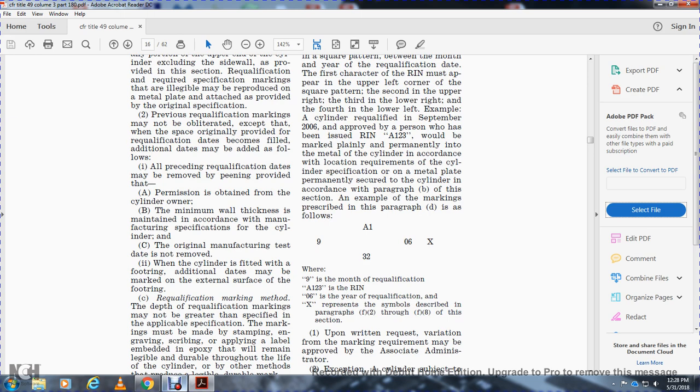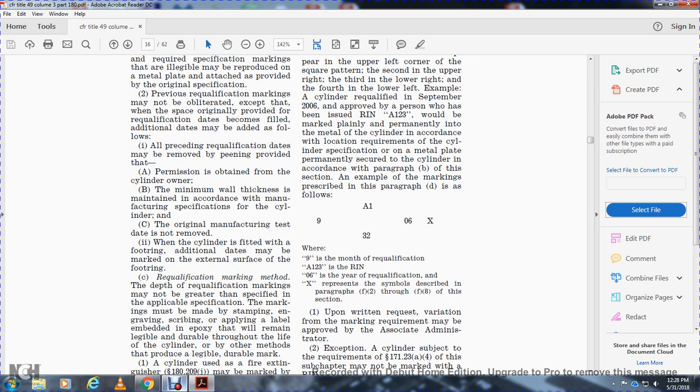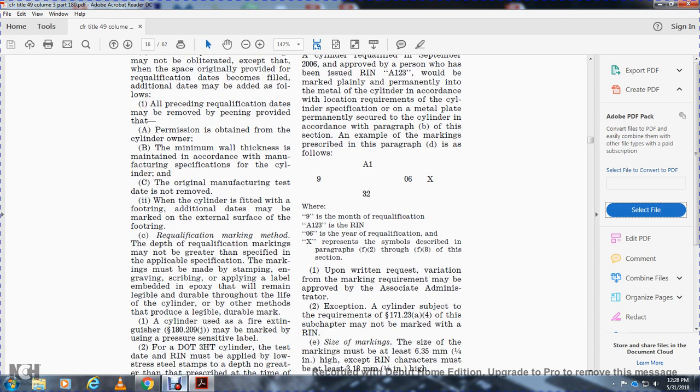9 is the month of the requalification. A123 is the RIN. 06 is the last two digits of the year of requalification. X is the representative symbol described in paragraph F2 through F8 of this section. Upon written request, variation of marking requirements may be approved by the associate administrator. The exemption of the cylinder subject to the requirements of the statute 171.23(a)(4) of this subchapter may not be marked with the RIN.